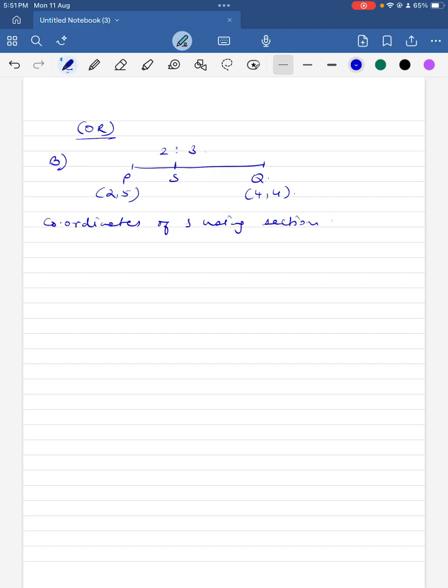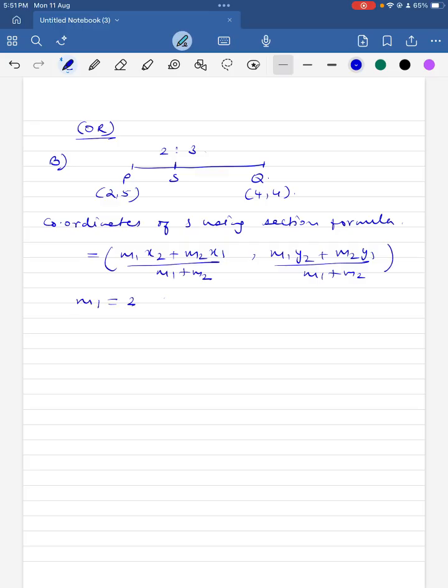Using the section formula, which is equal to m1 x2 plus m2 x1 divided by m1 plus m2, comma m1 y2 plus m2 y1 divided by m1 plus m2. Now m1 we know is 2 and m2 we know is equal to 3 because that's the ratio given, 2:3. x1 we know is 2, x2 we know is 4, y1 is 5 and y2 is equal to 4. Where did I get these values from? These are the x and the y coordinates of points P and Q respectively.